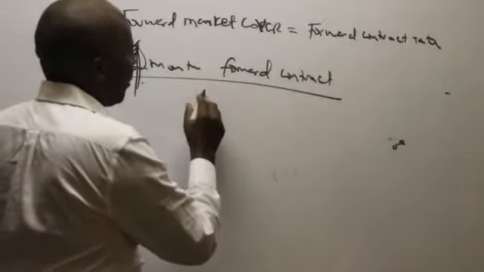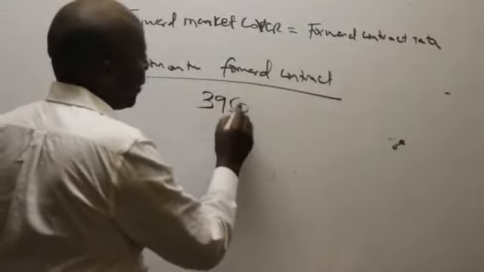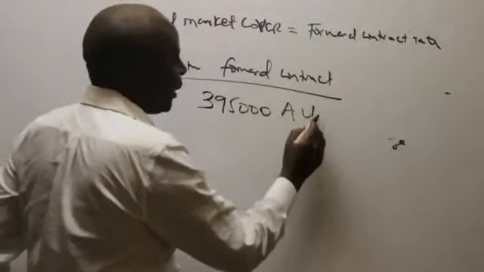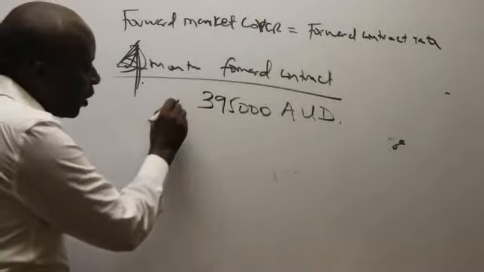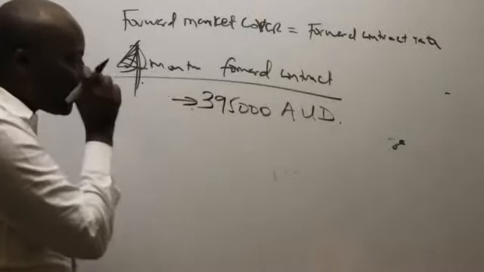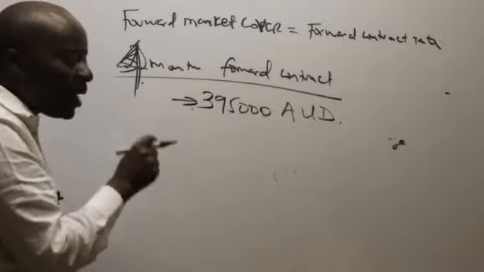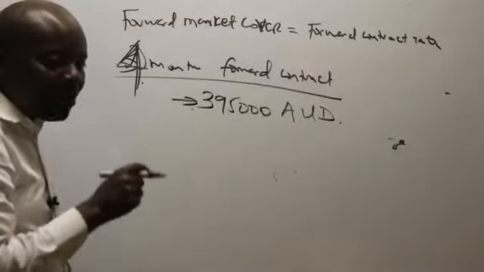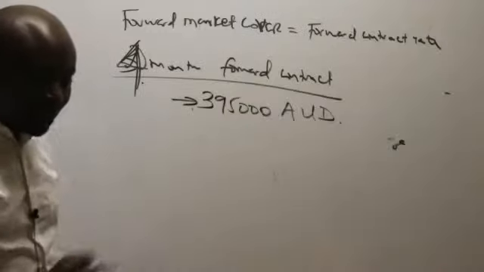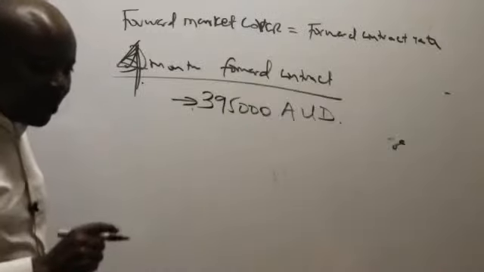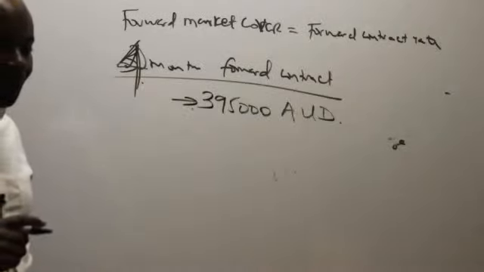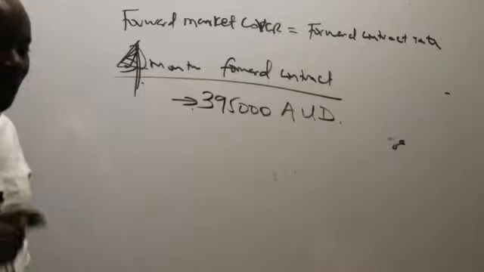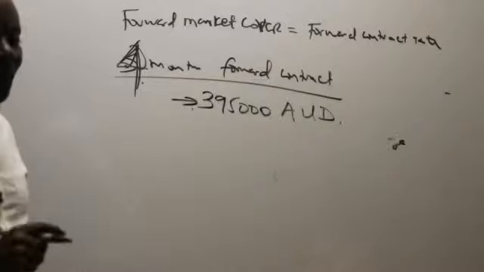Ladies and gentlemen, we have in this case here 395,000 Australian dollars. This amount, I would want you to tell me, to this client called Jackie, is it a payable amount or a receivable amount? Let's start fighting in here. Is it a payable amount or a receivable amount? I think it is a receivable amount.